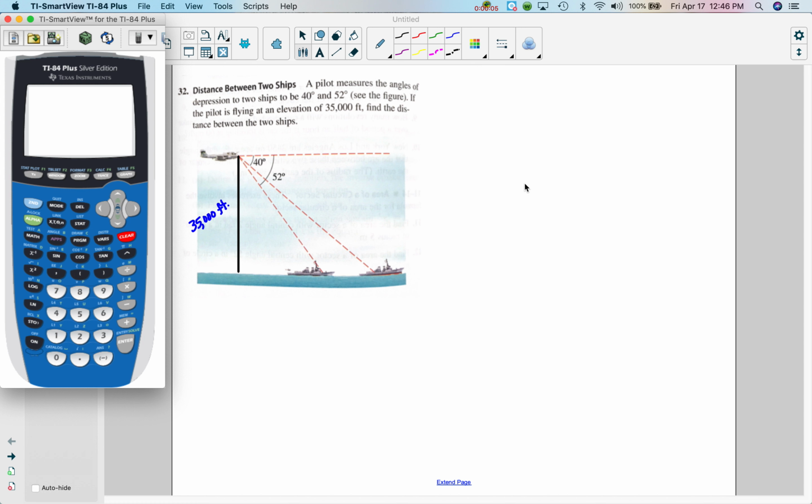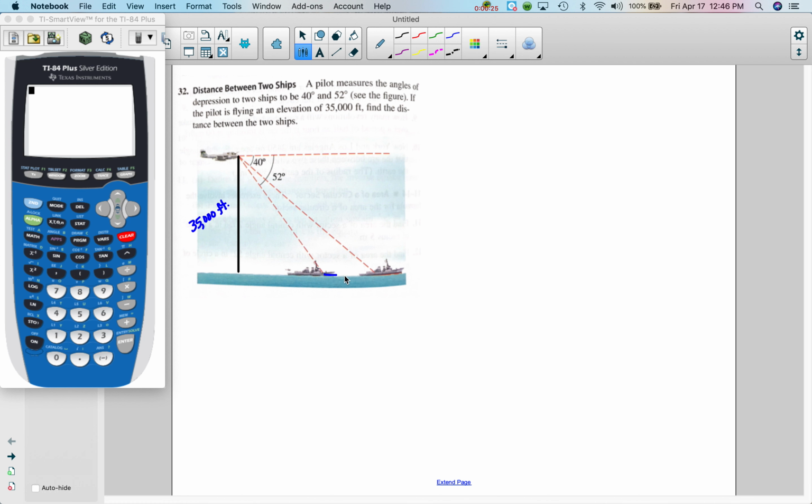Okay, I was asked for some help with a few of these problems, so let's take a look at number 32. A pilot measures the angles of depression to two ships to be 40 degrees and 52 degrees, and they give you the picture. If the pilot is flying at an elevation of 35,000 feet, find the distance between the two ships. So you can see I've marked in my elevation of the airplane, and we're looking for this distance here between the two ships.